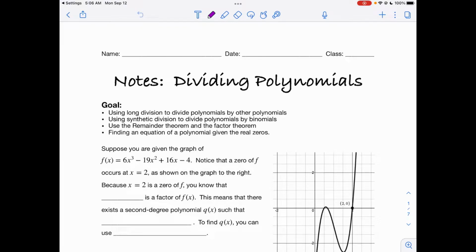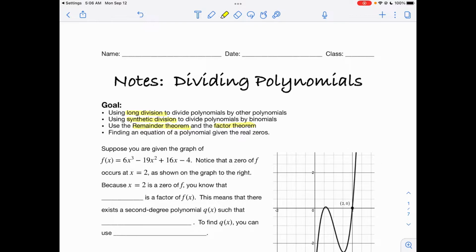In today's video, we're going to look at dividing polynomials. As you can see, we have a couple goals here. We're going to learn about long division, one method of dividing polynomials. The second method will be synthetic division. And then we're going to learn two theorems that use dividing of polynomials, the remainder theorem and the factor theorem.